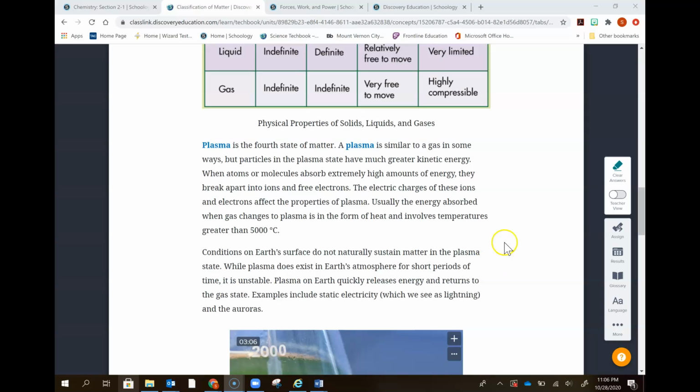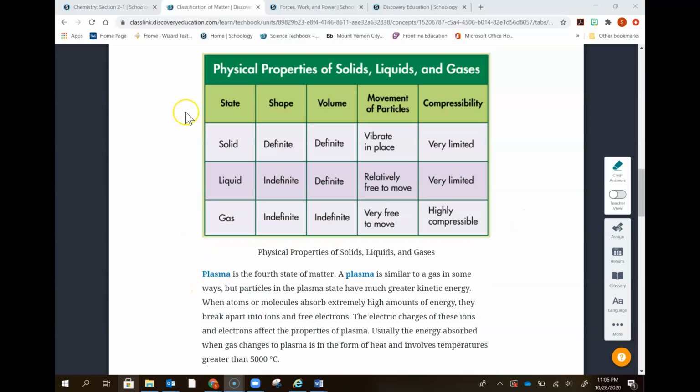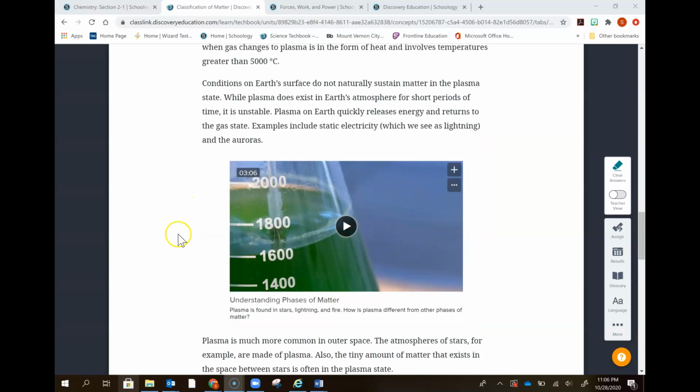For now, we are going to skip the section about plasma and only focus on these three states of matter: solid, liquid, and gas.